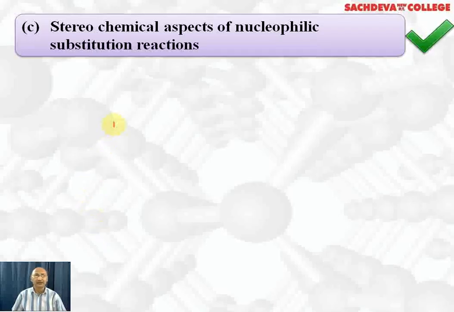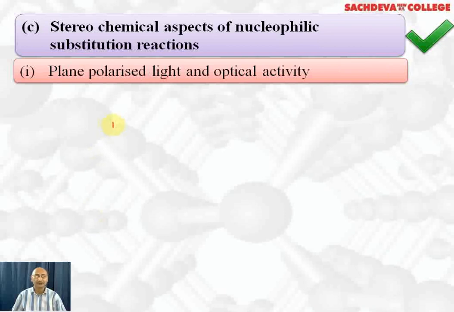Stereochemical aspects of nucleophilic substitution reaction we are going to take. First, we will define what is plane polarized light. The light whose vibrations are confined to one plane only is called plane polarized light. The question is how to get plane polarized light. When monochromatic light having a single color, for example from a sodium vapor lamp, is passed through a special type of prism called a Nicol prism, we get plane polarized light.